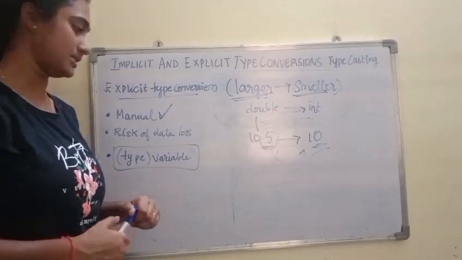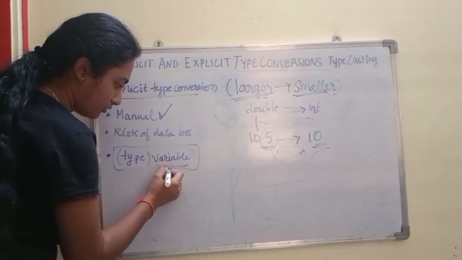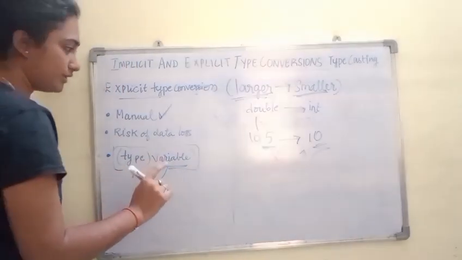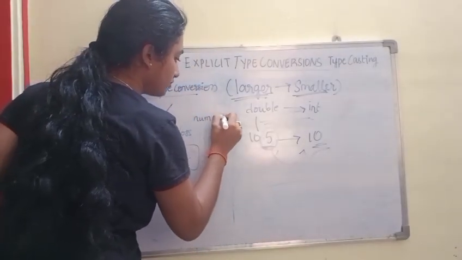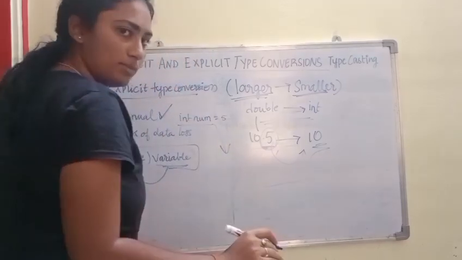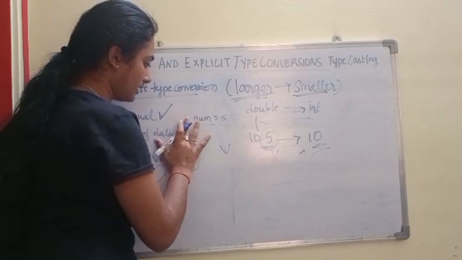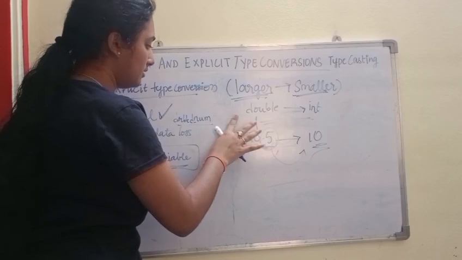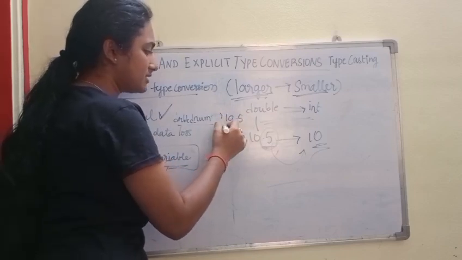And how you convert this is using this syntax. Before the variable you want to convert, you need to mention the type to which it has to be converted. For example, you want to convert integer num. Like last time we had num equals 5, which is an integer. We needed to convert it to double, so now we have dnum as double. Let us have it as 10.5.